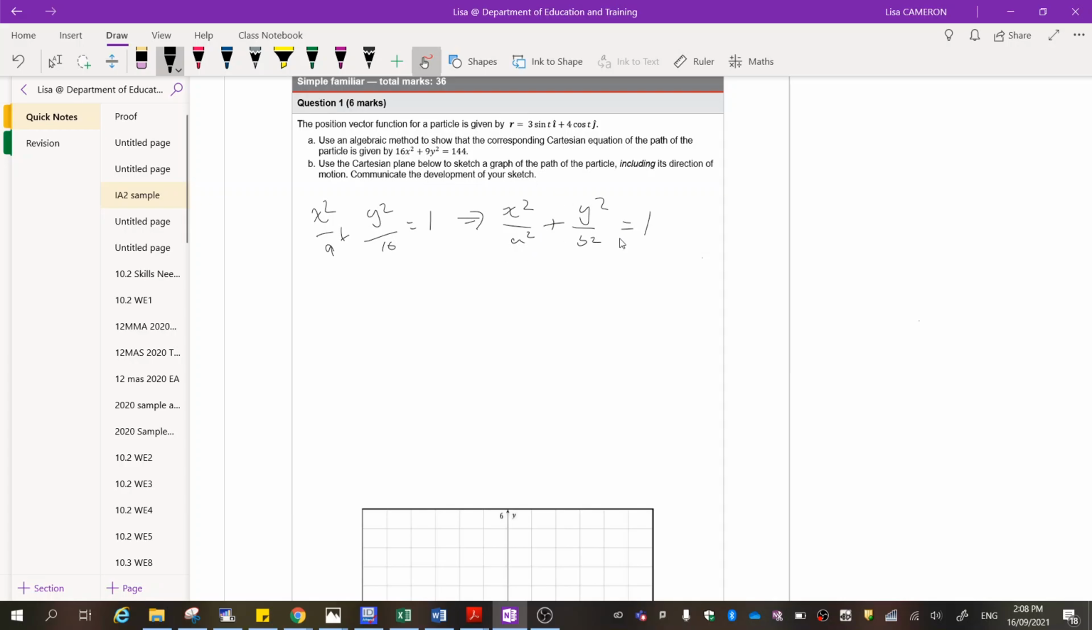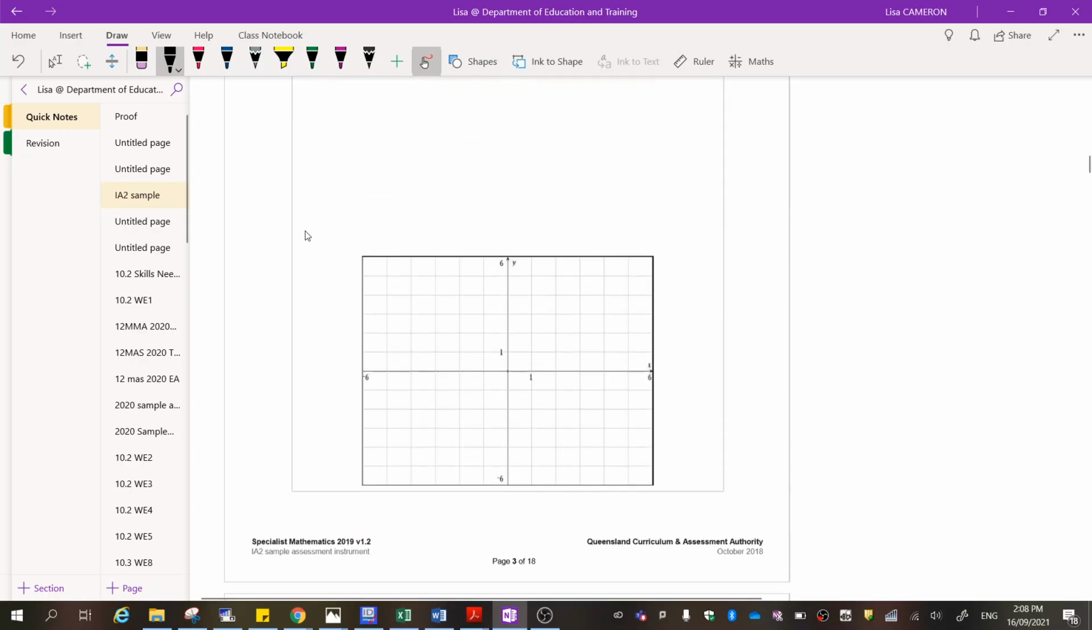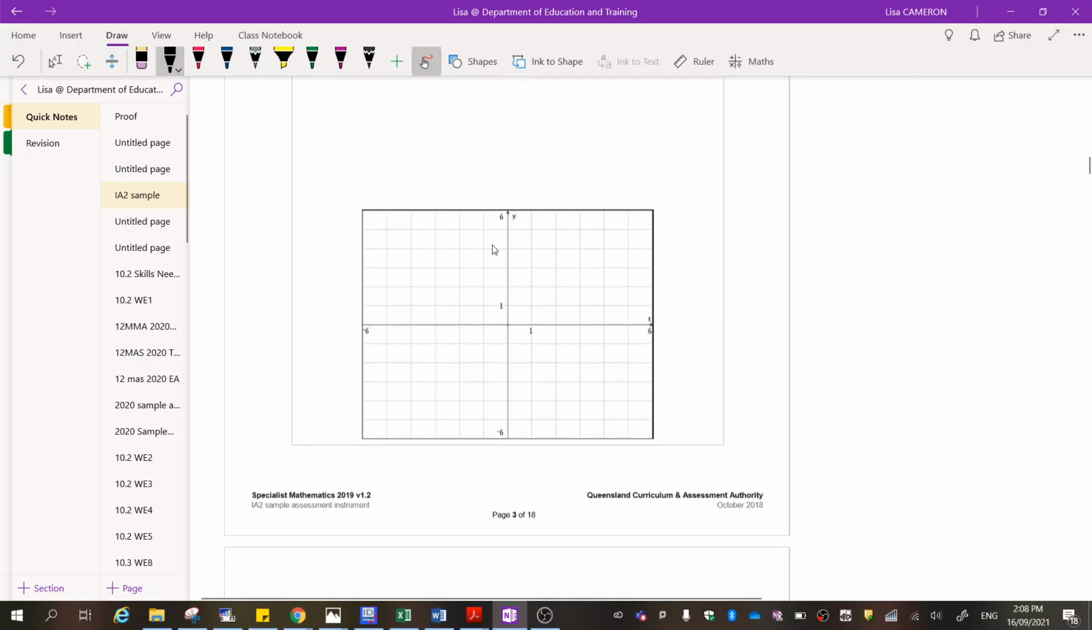Now, this equation here is actually an ellipse. So an ellipse, obviously being like that kind of shape. It's like a flat circle. So if we have a look down at the graph, I'll draw it. Now, there are a few little facts you will need to know about an ellipse.